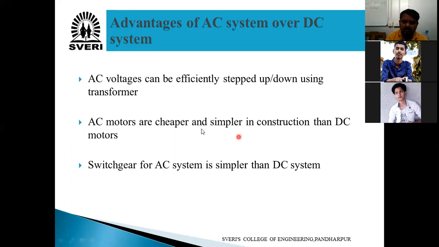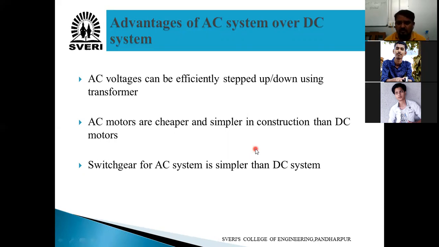Third one, I told that every house is connected to the AC supply only. The switchgear for the AC system is simpler than DC. Whatever the substations, they install outside the village and outside the city and so on, with bigger poles, transformers and heavy machinery, in that they are going to install the AC system here. So the switchgear and protection system we are going to call it actually.